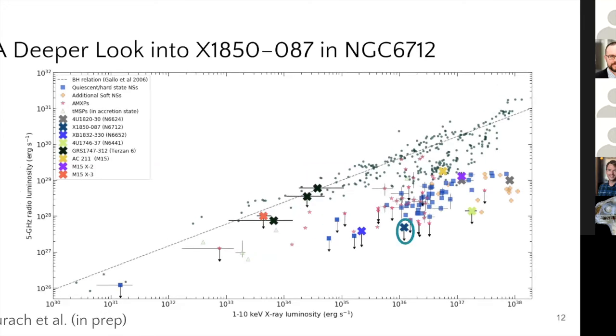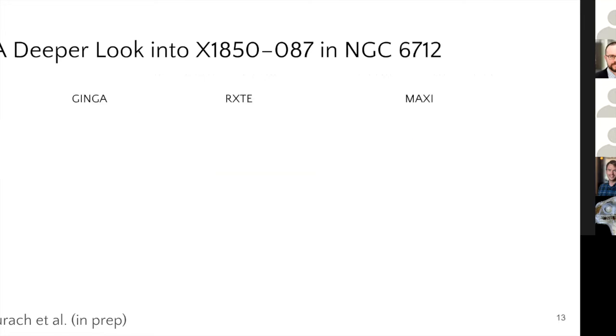And here is another one of our little critters. This is X1850-087 in the globular cluster NGC 6712, and this is one of our persistent sources. So this particular critter was undetected in our initial MAVERICK observations in the radio. However, in the later observations, we saw that the radio jet turned back on, so it was detected again in the radio. So we decided to delve deeper into both past and present X-ray and radio data to see what exactly is going on with this source.